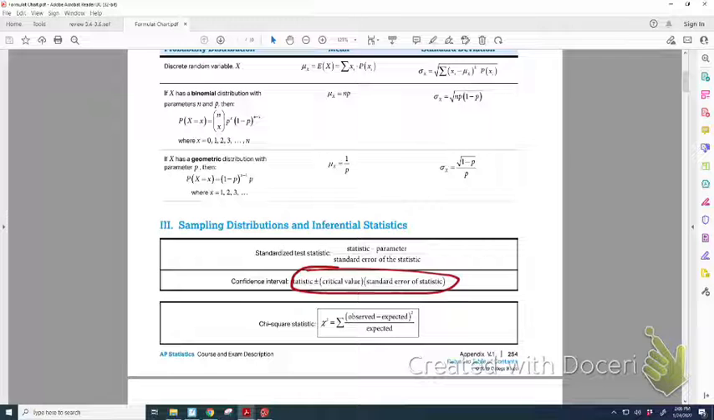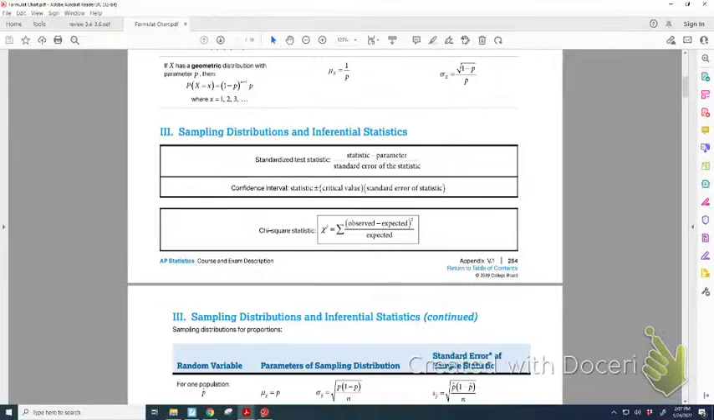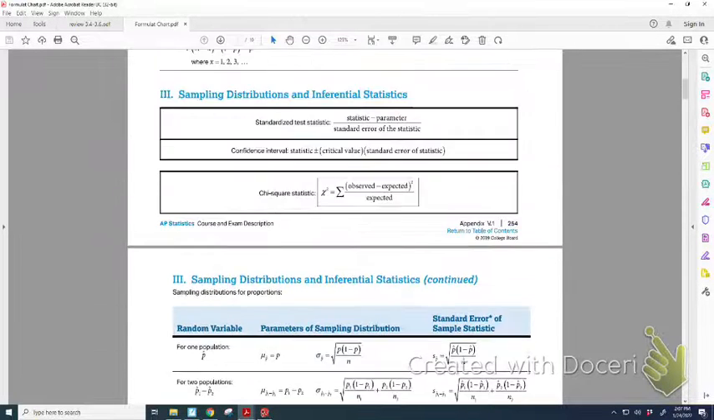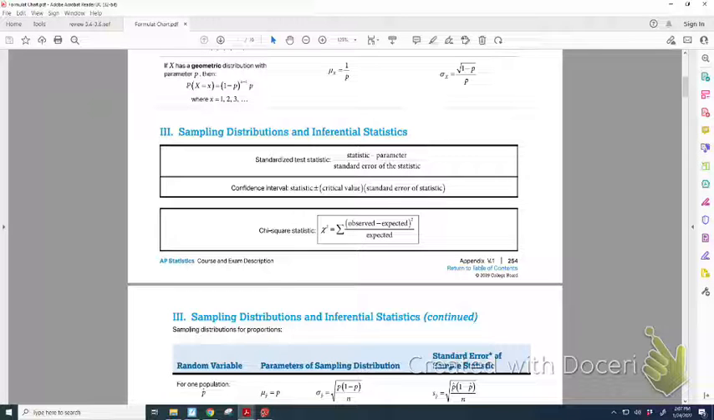Our formula on this section is p hat plus or minus z times this. If you flip to the next page, at the very top right, you see the standard error. Right there. But nothing tells you it's z. So back here on this generic formula, you just need to memorize that if it's a proportion problem, we're going to be using z.